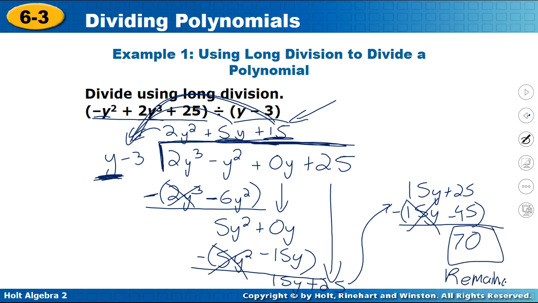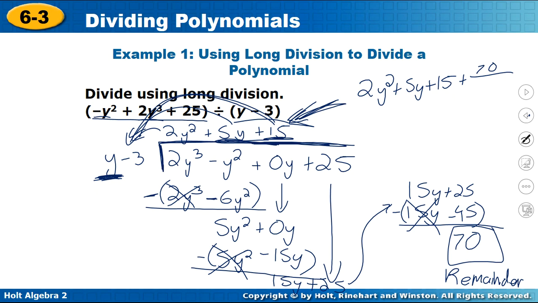All right, so let's look at our answer so far. Our answer, as we can see right up here, is 2y squared plus 5y plus 15. However, we have a remainder of 70, so what we're going to do is just put that remainder over what we're dividing by, y minus 3, and that's our final answer.